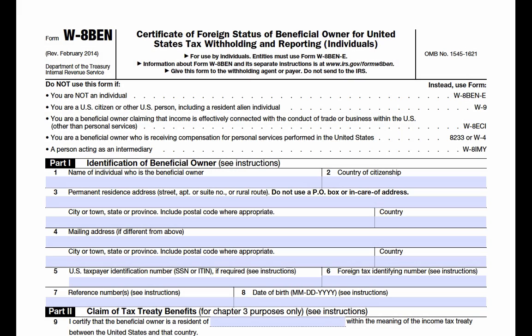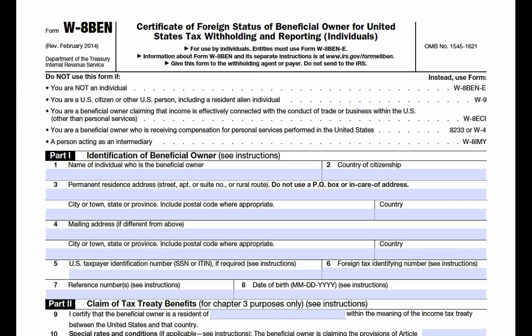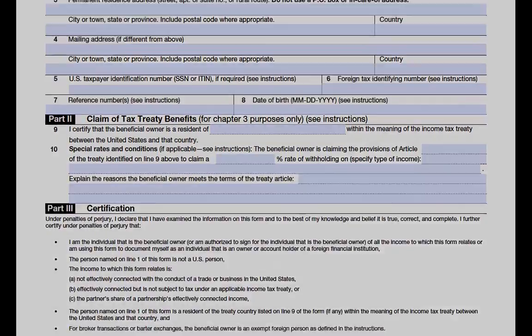Today we're going to talk about IRS Form W-8BEN, Certificate of Foreign Status of Beneficial Owner for United States Withholding and Reporting for Individuals. The primary purpose of Form W-8BEN is to establish that an individual is a foreign person, that is, not a U.S. person. It is a relatively short form, only 1 page long.